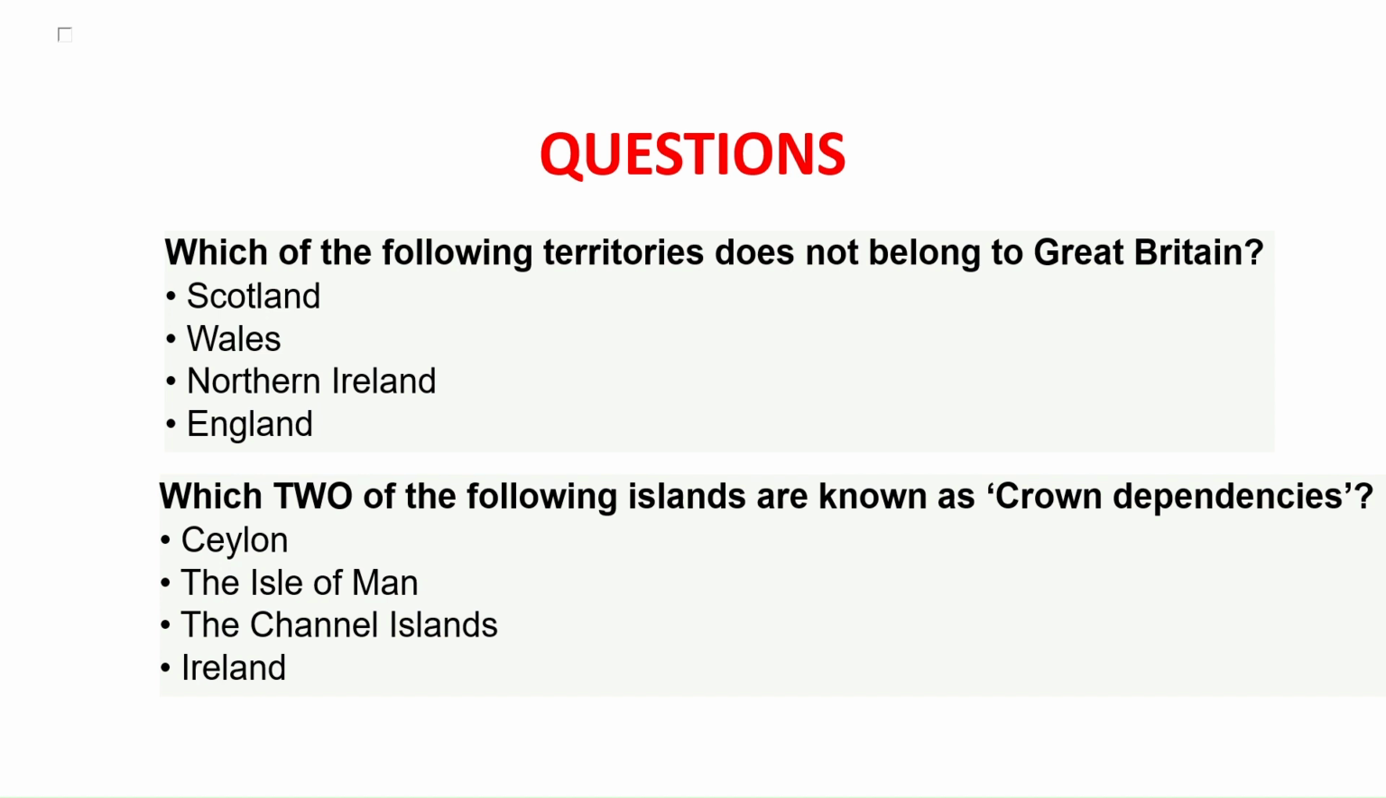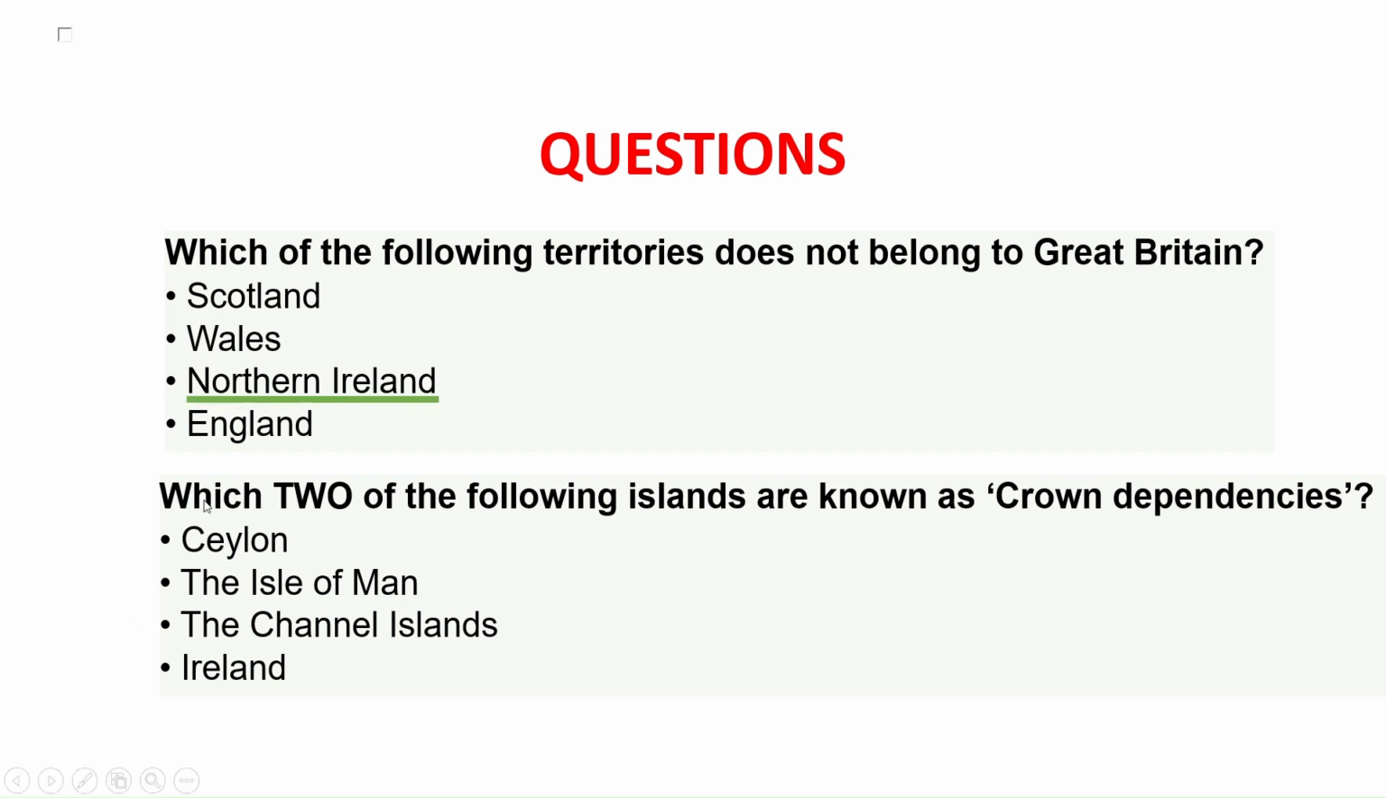Which of the following territories doesn't belong to Great Britain? The name of the entire UK, the United Kingdom of Great Britain and Northern Ireland, itself indicates that apart from Northern Ireland, the rest of the countries are in Great Britain, which includes Scotland, Wales and England. So the territory that doesn't belong to Great Britain is Northern Ireland.